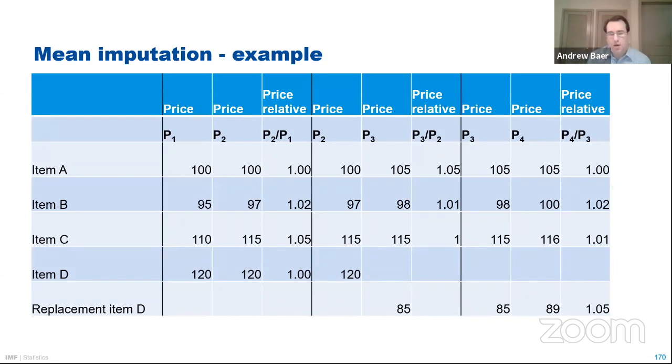Remember the first example I showed you, we did not have an overlap period. Item D was produced in period 2, and then in period 3, item D is off the market and replacement item D comes into the market. So we don't have a price for replacement item D in period 2. I cannot use the overlap method to introduce replacement item D with a real price relative showing changes from period 2 to period 3. So the mean imputation method is used when there is no overlap period.